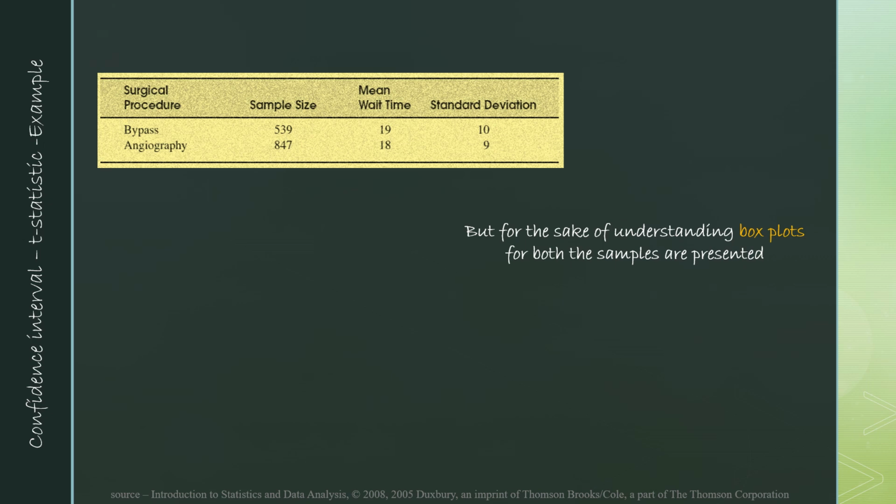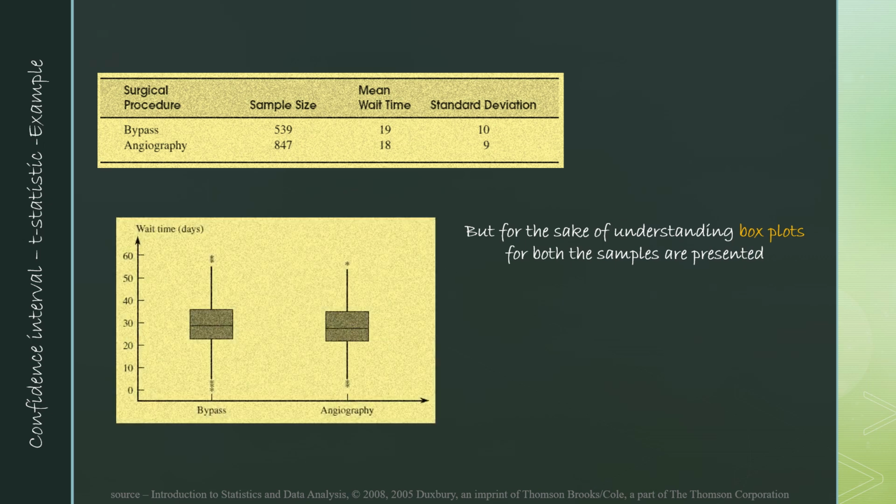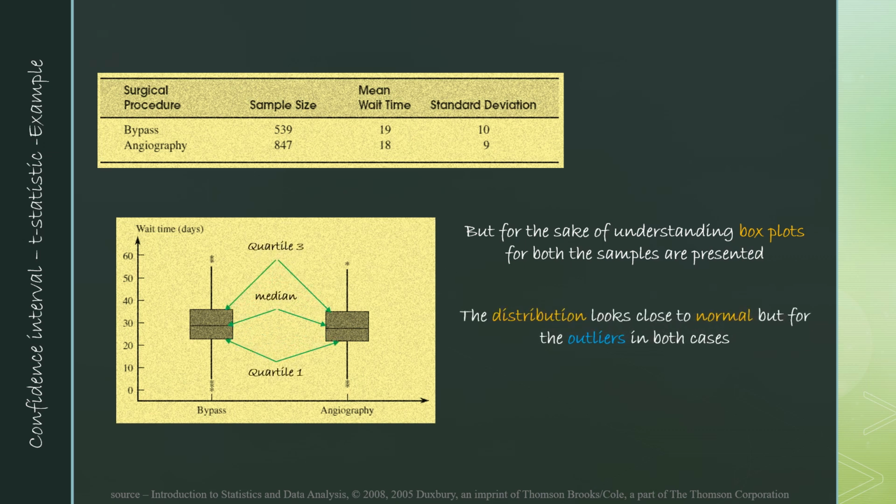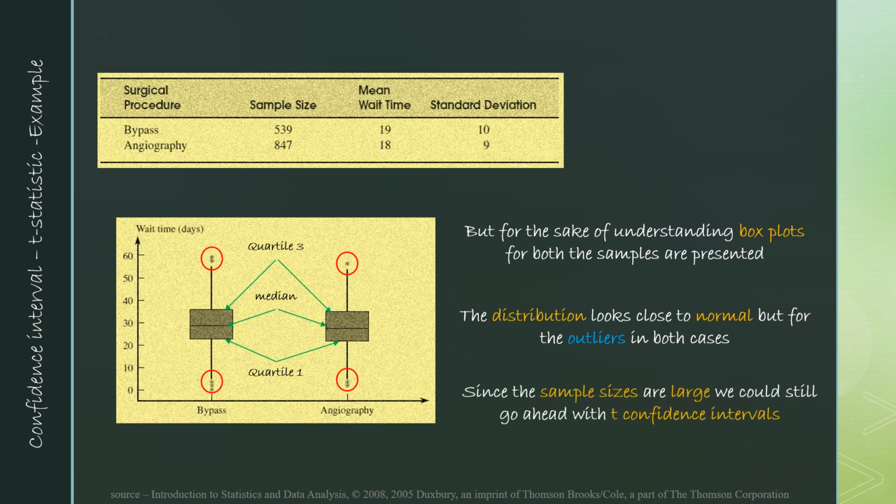But for the sake of understanding, box plots for both the samples are presented. The distribution looks close to normal, but for the outliers in both cases. Since the sample sizes are large, we could still go ahead with the T confidence intervals. Note, normal probability plots can also be drawn to verify the normality.